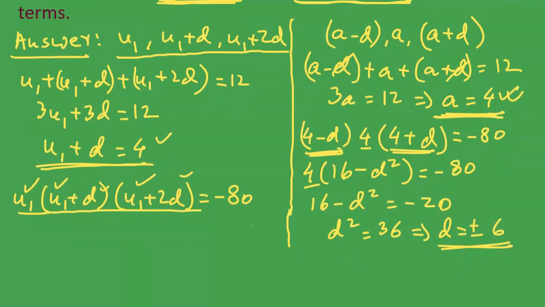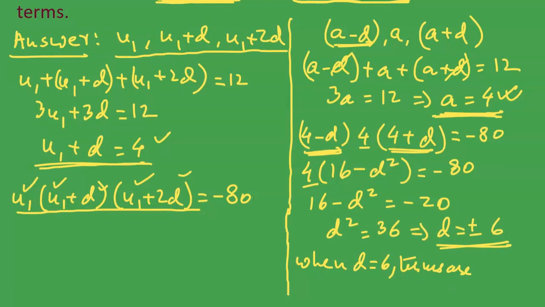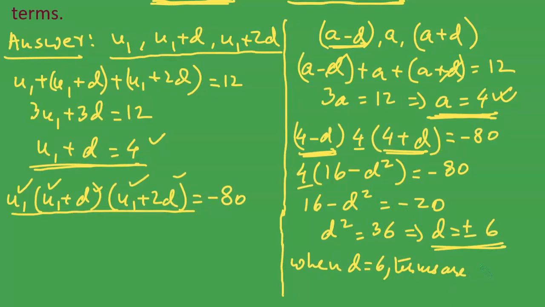Therefore, we are now in a position to write the terms. If we take D equal to plus 6, the terms are 4 minus D. 4 minus 6 is minus 2. Then it is 4 because A is 4. And finally, 4 plus 6 is 10. So you see there is a common difference of plus 6.